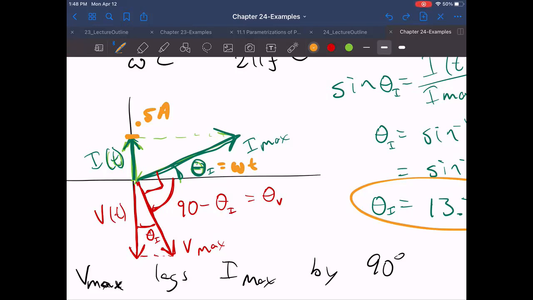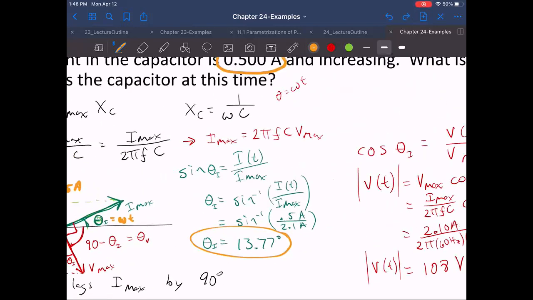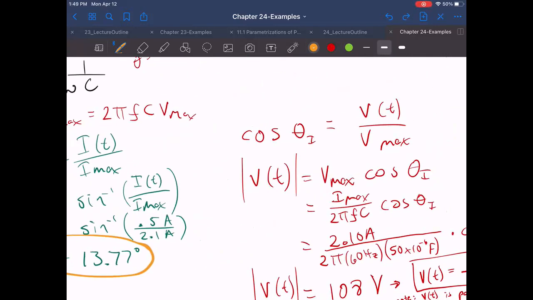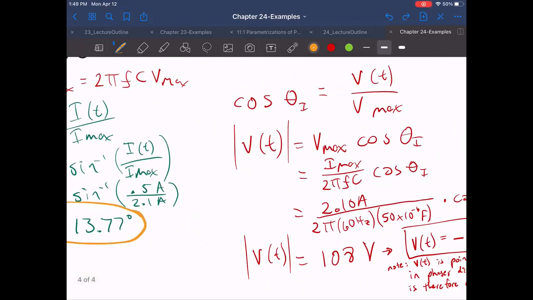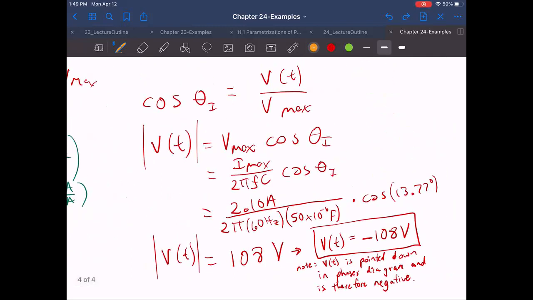I didn't have to have done that. I could have used the 90 minus theta and done that with sine, but I'm going to end up using cosine here. So I said, all right, definition of cosine is adjacent over hypotenuse. So that's what I did right there. Cosine of that angle is V of t over Vmax. So the magnitude of V of t is Vmax times the cosine of that angle. Vmax is Imax over 2 pi FC times the cosine of the angle. Plug in all my numbers, and I get 108 volts.